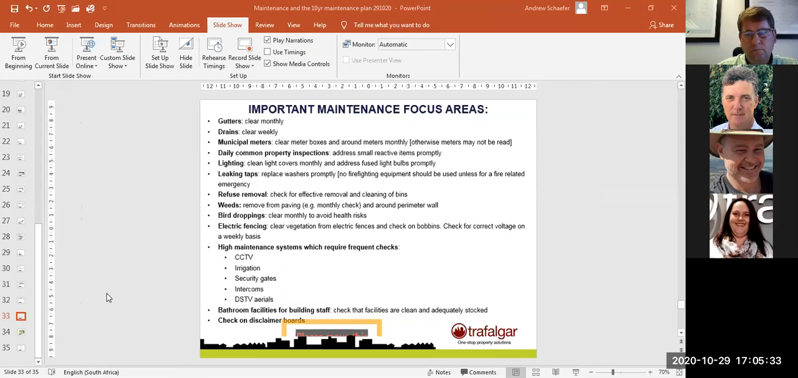Bathroom facilities for buildings, for staff, and your guys on staff need to be kept stocked in terms of toilet paper. I've seen a lot of sites where guys are using newspaper and other materials to clean themselves. And then also your disclaimer boards and indemnity boards, just to finish off, that's vital. I mean, there's a couple of sites that I've been to that don't even have indemnity boards, and that could have a legal implication on the trustees or board members if something should go wrong.